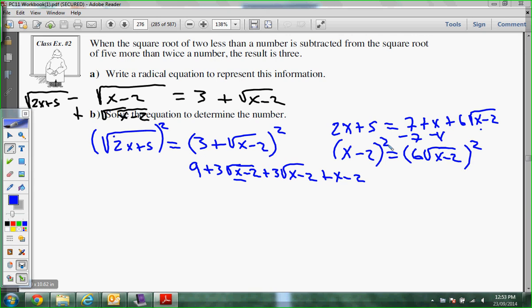Okay, let's change colors here for a new step. That's going to give me on the left side x minus 2 equals 36 times x minus 2. I squared the 6, and I squared the radical x minus 2. We're almost done. x minus 2 equals 36x minus 72.